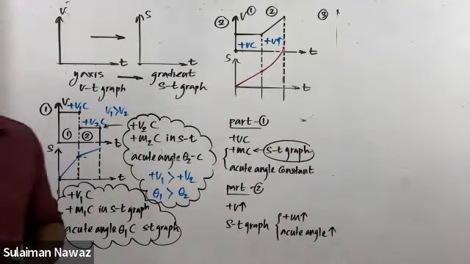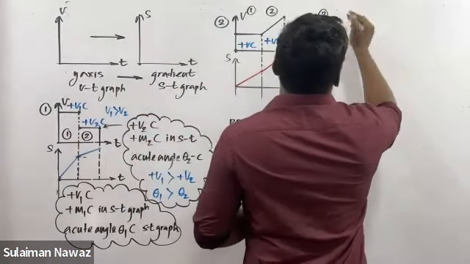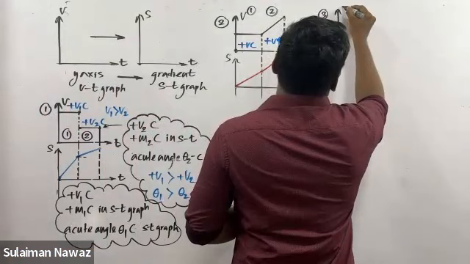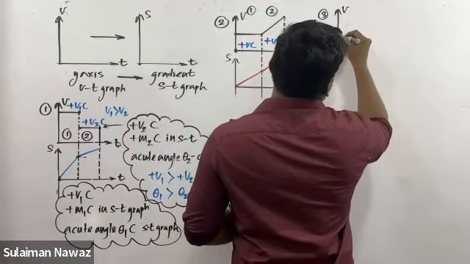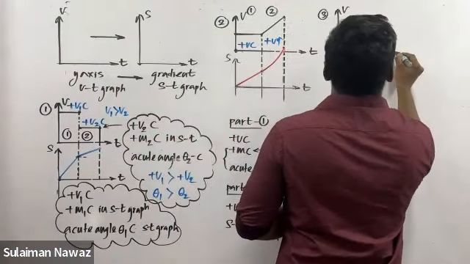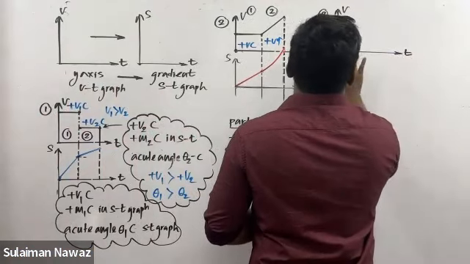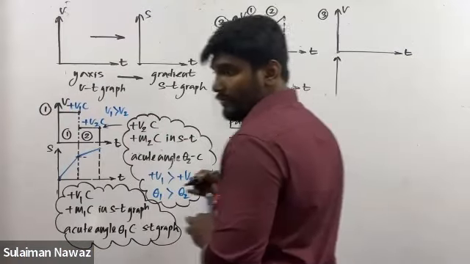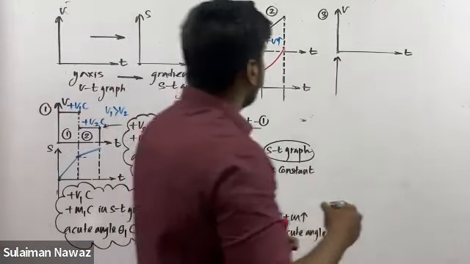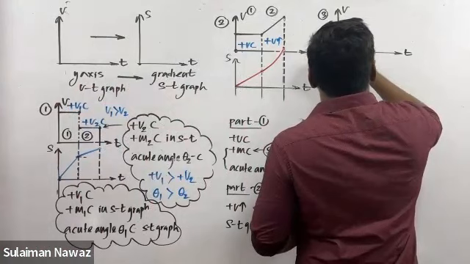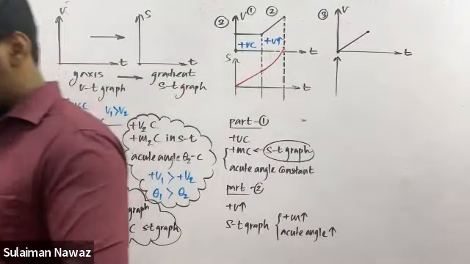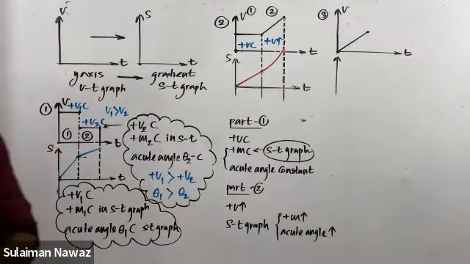Graph number 3. VT to ST. Something like this.